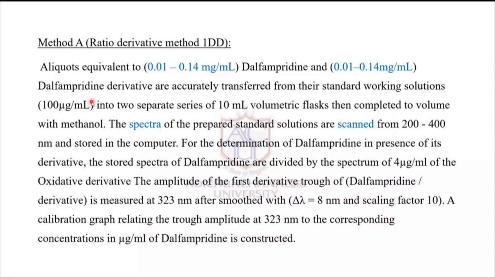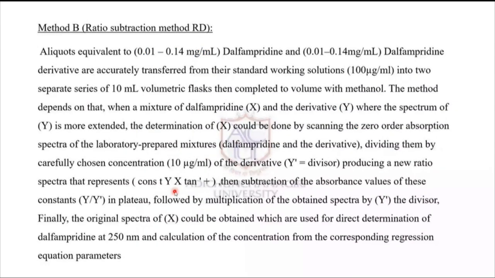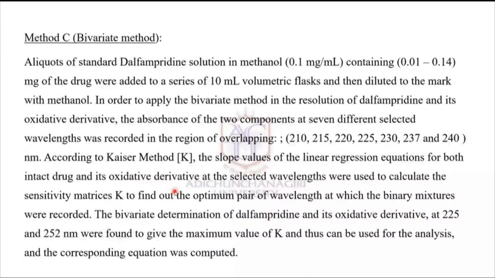And the next method is also the same, the same solutions were prepared, but the method is the ratio subtraction method. And the third method is the bivariate method. So for this the methanol was taken for preparing the standard solutions and the derivative solutions, and the procedure was done.